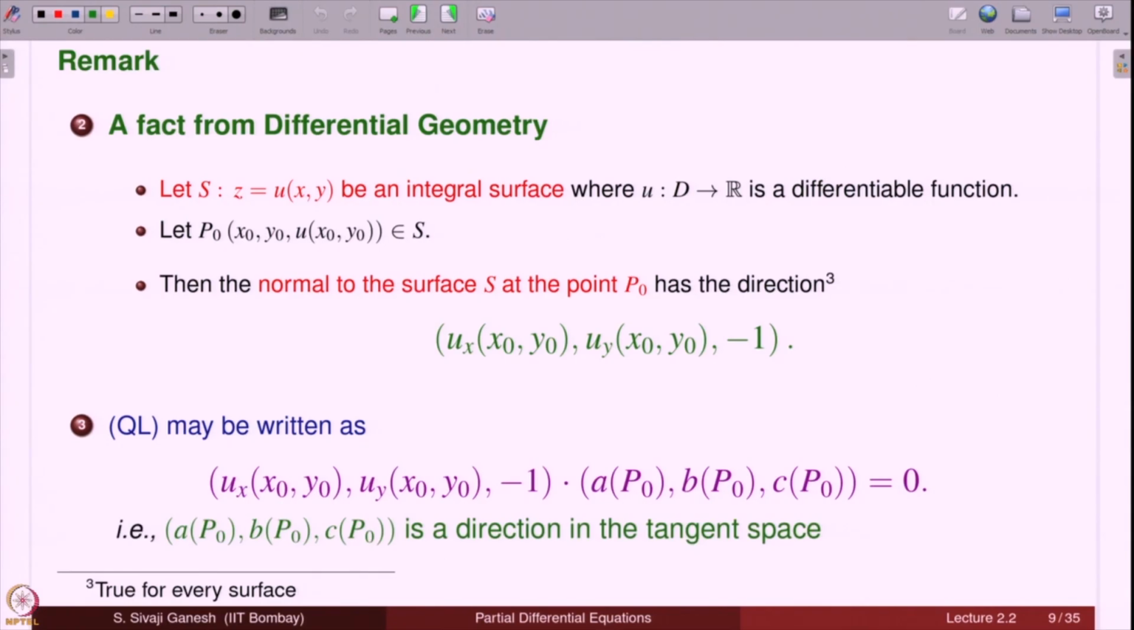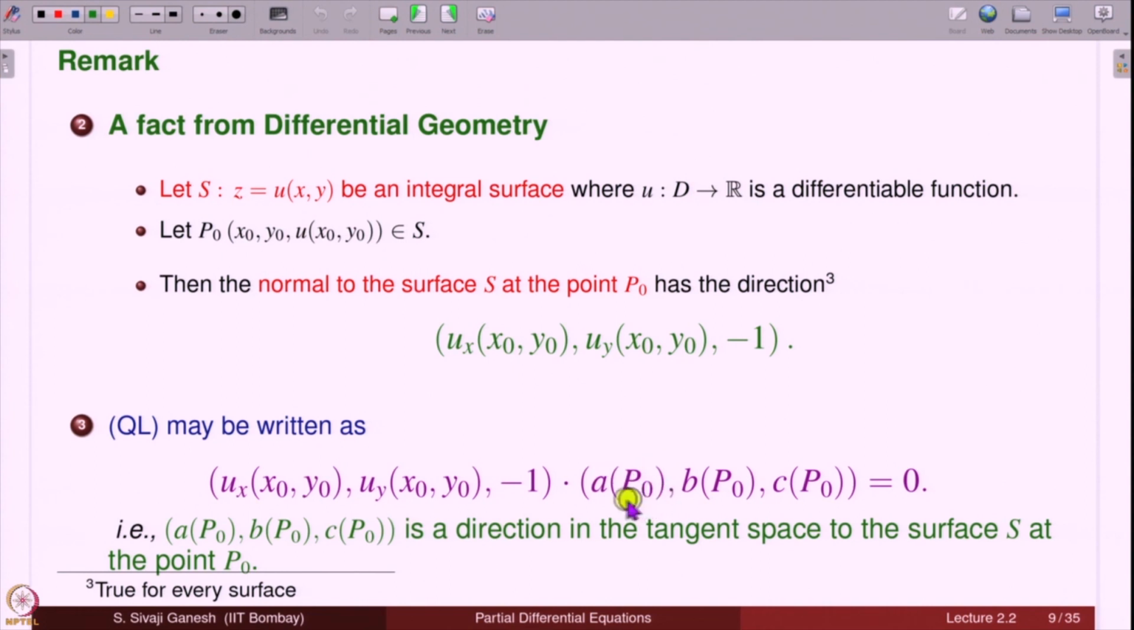In other words, the ABC which defined our quasi-linear PDE is a direction in the tangent space to the surface S at the point P naught. Always remember this phrasing: tangent space, or tangent plane if you are in the plane, to something at some point. So this is a tangent direction. We caught hold of a tangential direction in what would be a search for an integral surface.